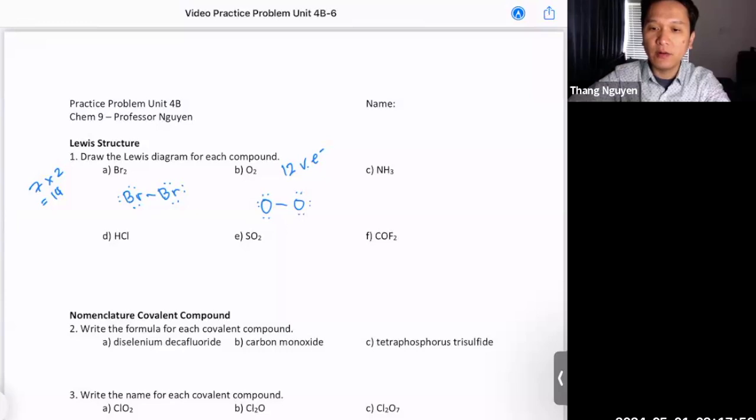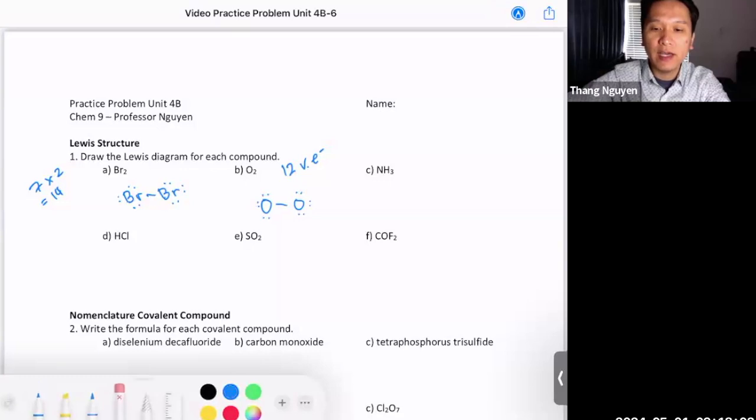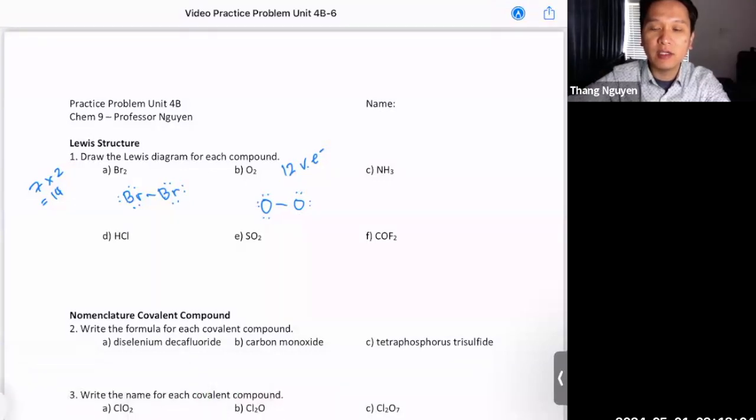1, 2, 3, 4, 5, 6, 7 pairs of electrons. Ooh, that's 14, right? So actually we used more than what we have, which is 12. So in fact, for this one, maybe we take away 1 pair of electrons. So now let's count again. 1, 2, 3, 4, 5, 6 pairs. 6 times 2 is 12 electrons.